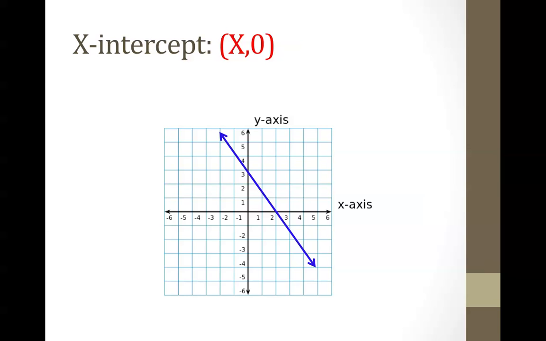Since the x-intercept is a point on the x-axis, it's going to have the general form x, 0. In this case, this particular x-intercept happens where x is 2. So this x-intercept is 2, 0.